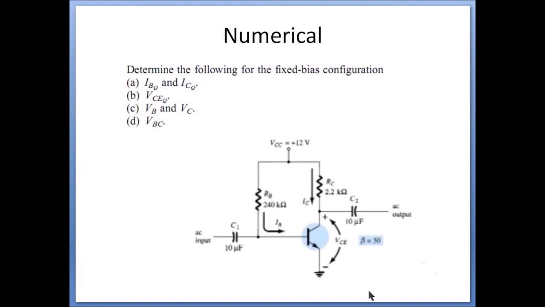as 2.2 kilo ohm. The coupling capacitors are given, C1 and C2. Beta value, which is the common emitter current gain factor, is given as 50, or it is mentioned in the data sheet.